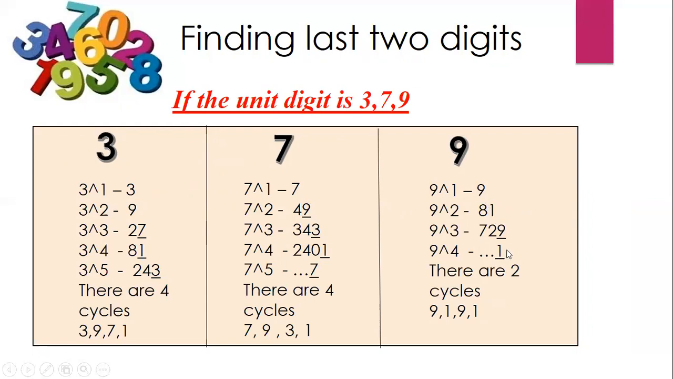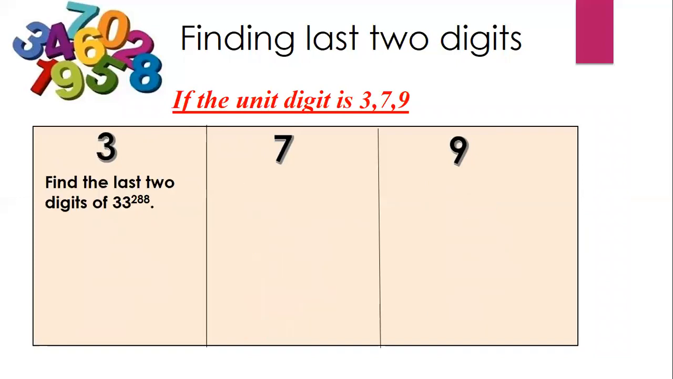So by using this, we can follow the same approach as in the previous case and find the answer. Let's take an example. Find the last two digits of 33 power 288. Since it is ending with 3, we need to take 33 to the multiple of 4. So split it based on the multiple of 4: 33 power 4 to the whole power 72, right?